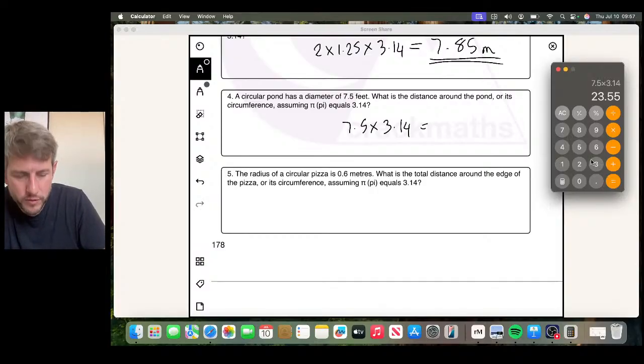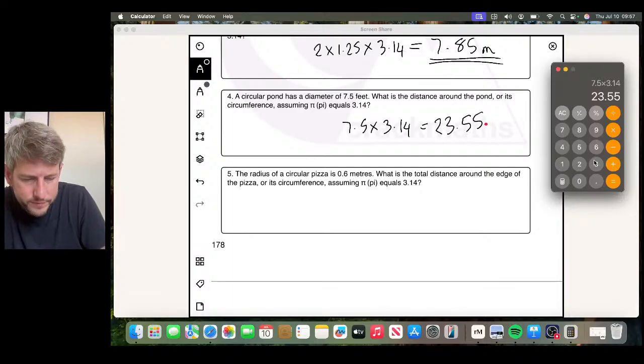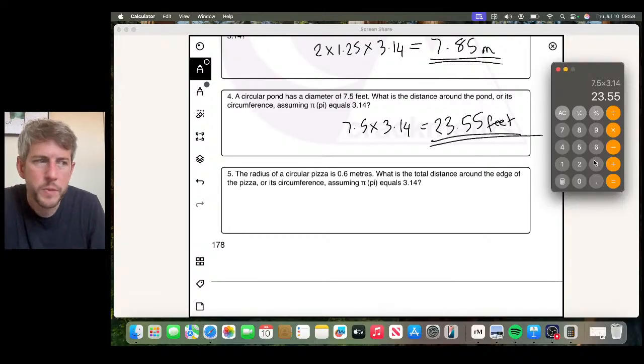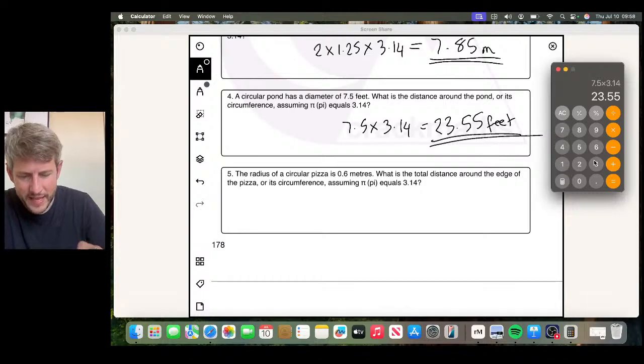So here we go. We've got 23.55 feet. Okay, and that's perfect. Right, let's have a look here.